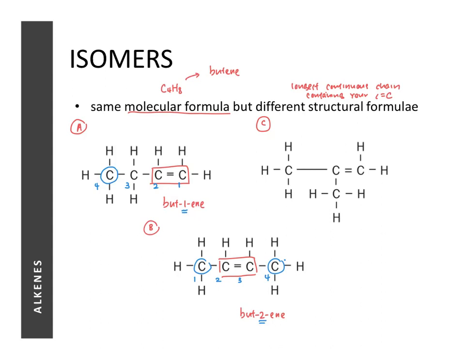First we name the longest continuous chain. If we look at the longest continuous chain, there are 3 carbon atoms, so we call it propene. And after naming the longest continuous chain, there's still a branch that needs to be named, and the branch contains only 1 carbon atom, so we call it methylpropene.